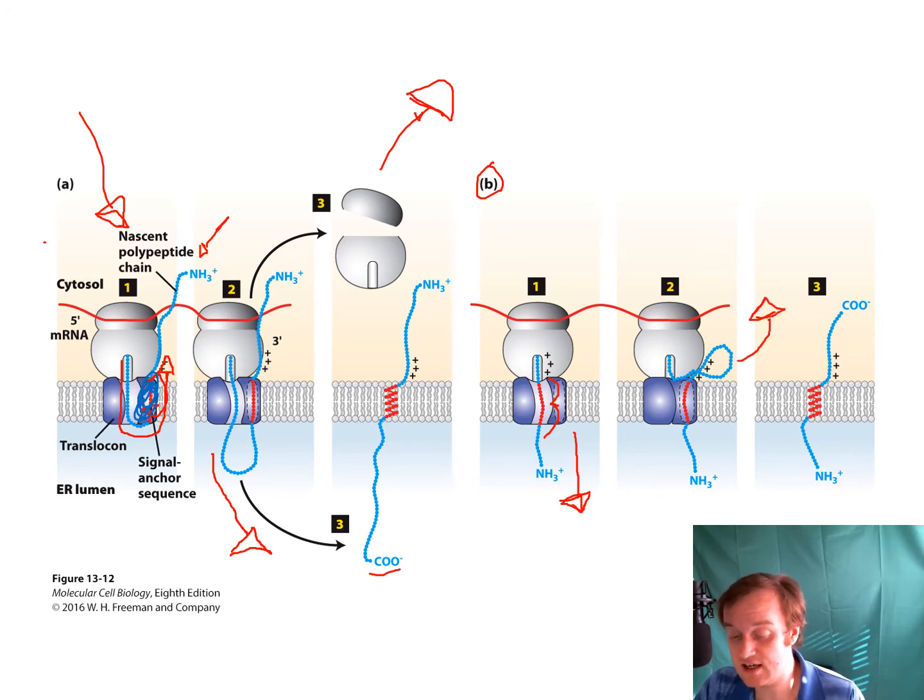So as you can see, the only differences here between these two proteins, I'm going to circle this in purple, the C-terminal domain is in the lumen in type 2, and the N-terminal is in the cytosol. And then in type 3, the C-terminal is in the cytosol, and the N-terminal is in the lumen.